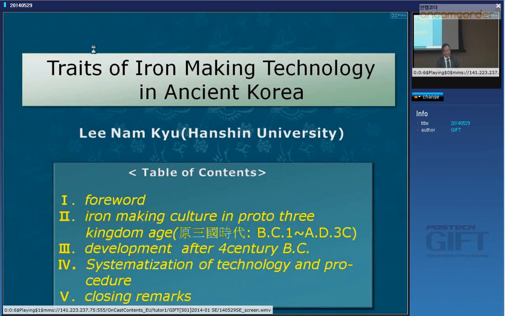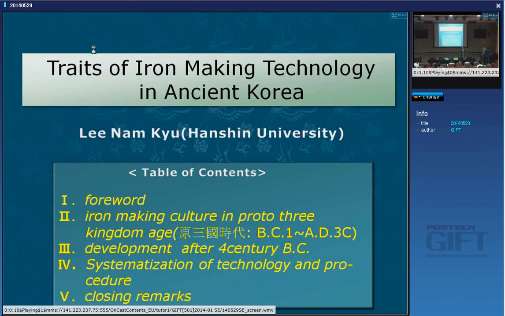And my name is Nam Kyu Lee, and today this lecture is my first lecture in English. My age is 60. I wonder if I made a mistake to speak English. Please understand me if I made a mistake in speaking English.